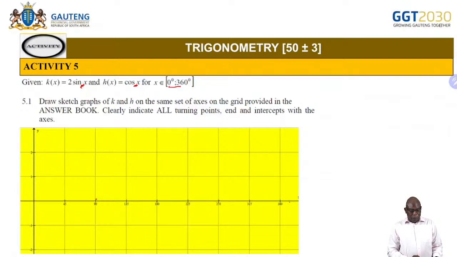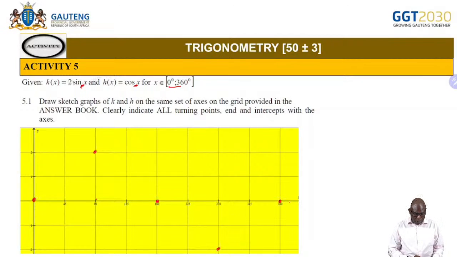The sine of 0 is 0. So 2 times 0 is going to be 0. So my graph starts there. So you can use a calculator. Sine of 90 is 1, but 1 times 2 will give us a 2. Sine of 180 is 0. So 2 times 0 will be 0. Sine of 270 is negative 1. Negative 1 times 2 is negative 2. Sine of 360 is 0, and then we have a 0.